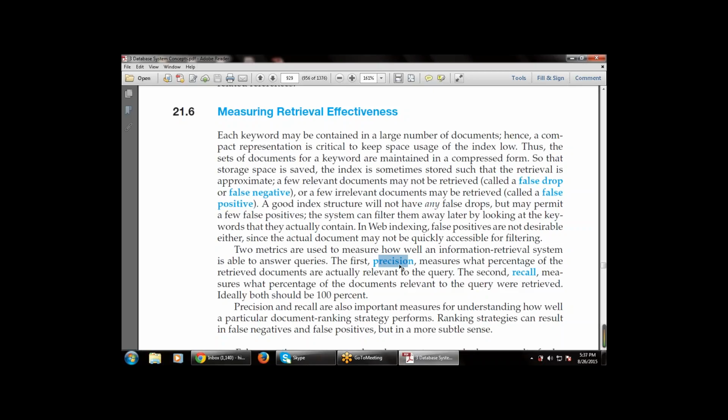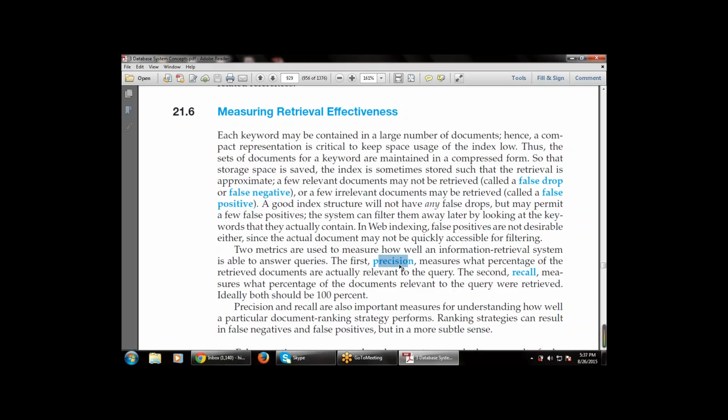Then ideally both measures, the precision measure as well as the recall measure, should be 100%. Precision and recall are also important measures for understanding how well a particular document ranking strategy performs.